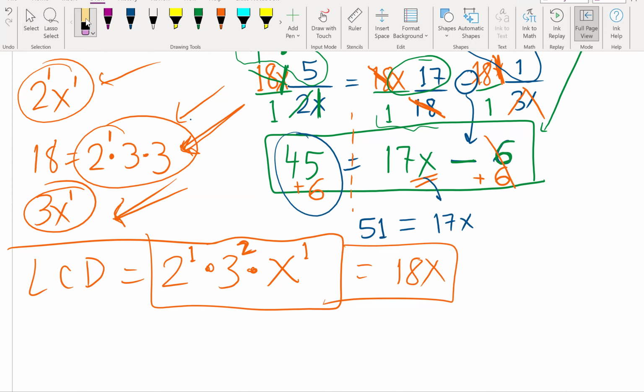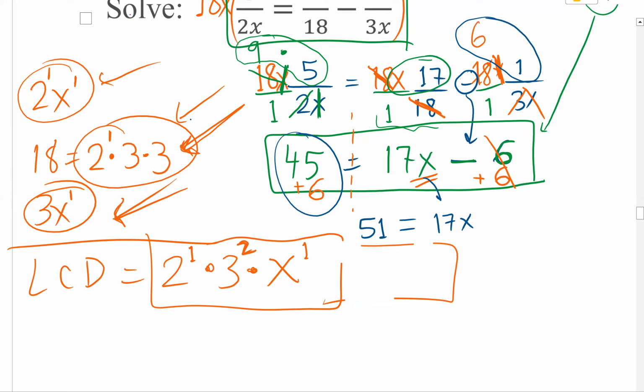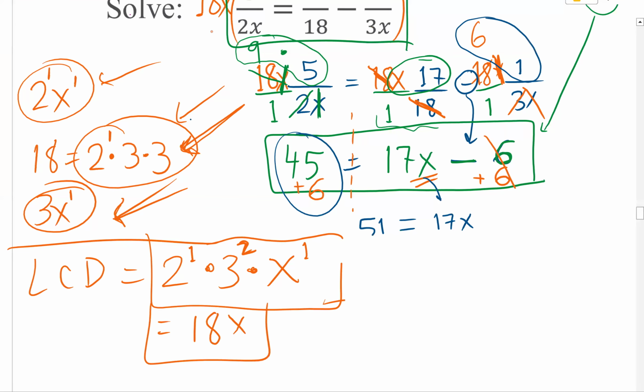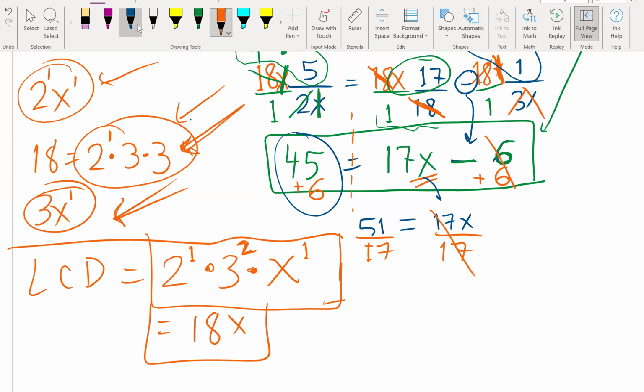Only one more step. Maybe I'm going to get rid of this here, it's taking up a lot of room. Maybe I'll just write it here: 18x with the LCD, that was the result. Now to get rid of the 17, because I want to see x equals in the end. What is x? Since 17 is being multiplied by x, I'll do the opposite and divide by it.